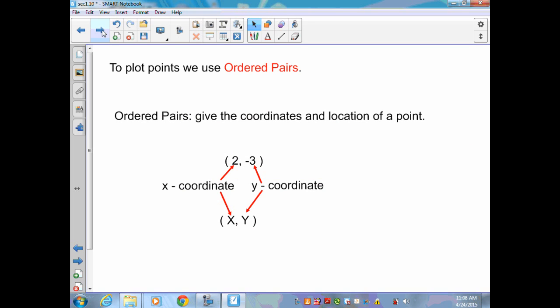Now, to plot a point, we use ordered pairs. Ordered pairs give the coordinates and the location of the point on a coordinate plane. For example, I have an ordered pair, which is 2, -3. The first number in my ordered pair is called the x-coordinate. Therefore, I move left or right on my coordinate plane first. And then my second number in my ordered pair is called my y-coordinate, which tells me to move up or down depending on how far I moved left or right. And again, the first number is my x-coordinate, my second number is my y-coordinate.